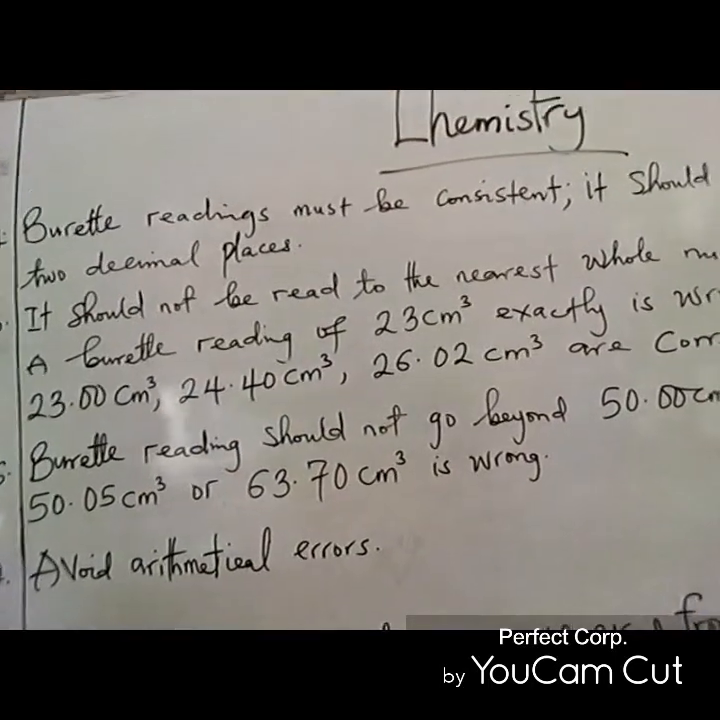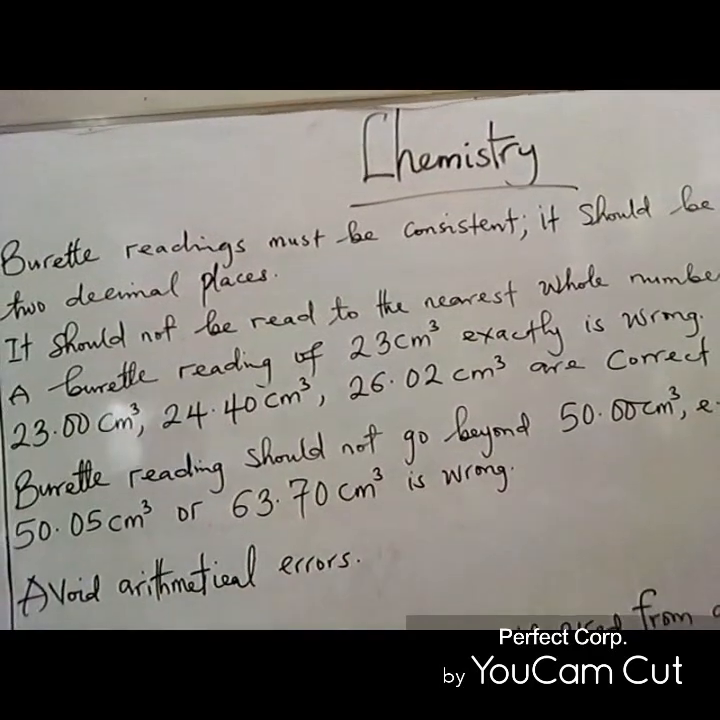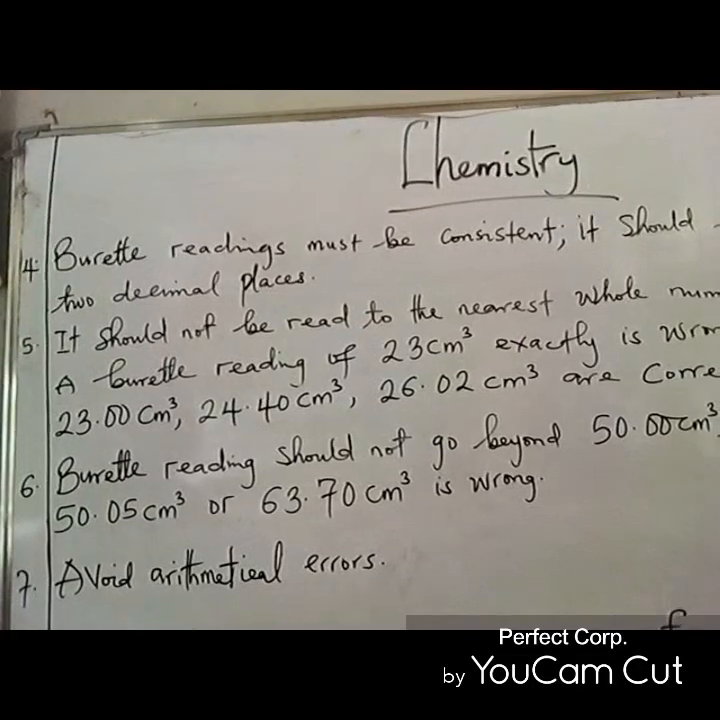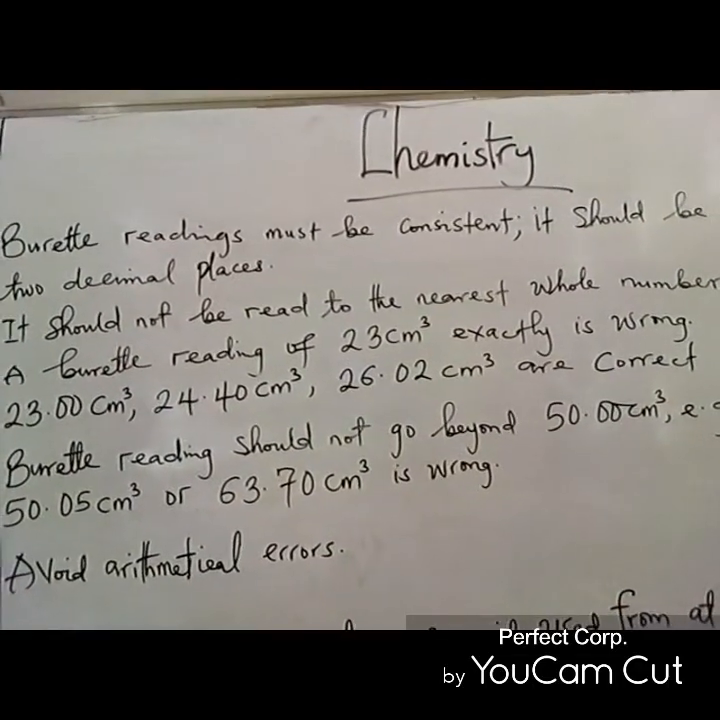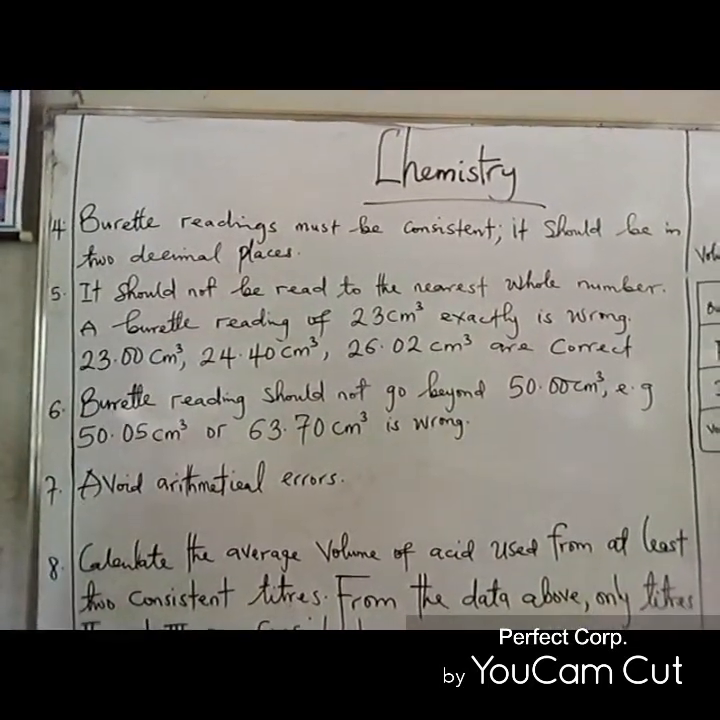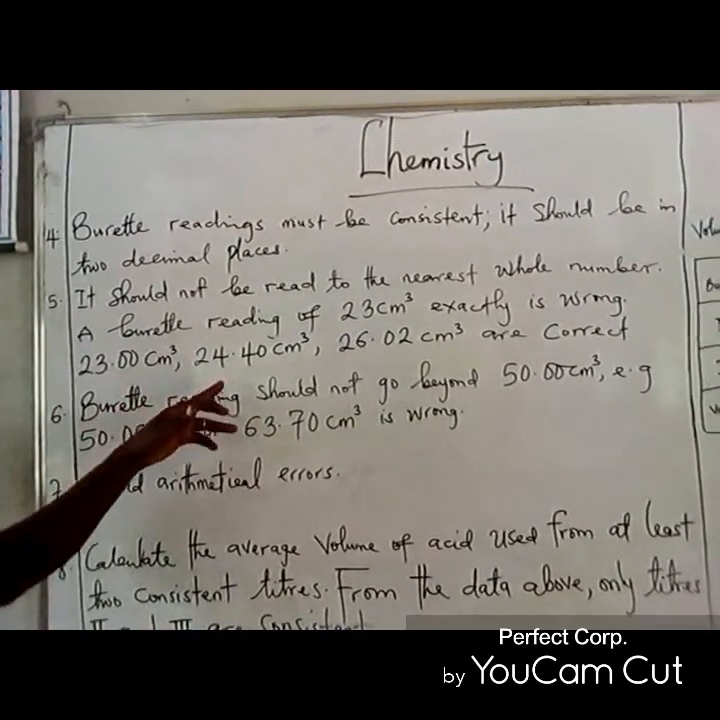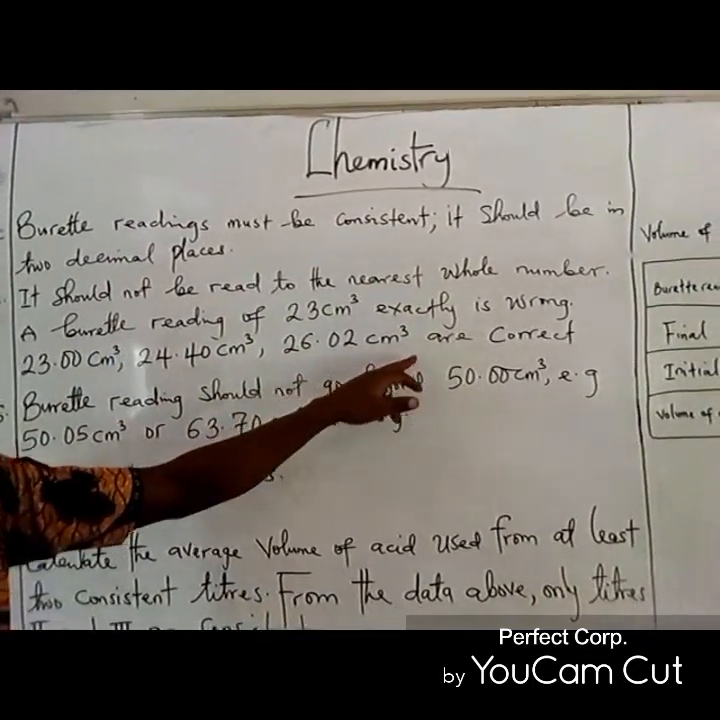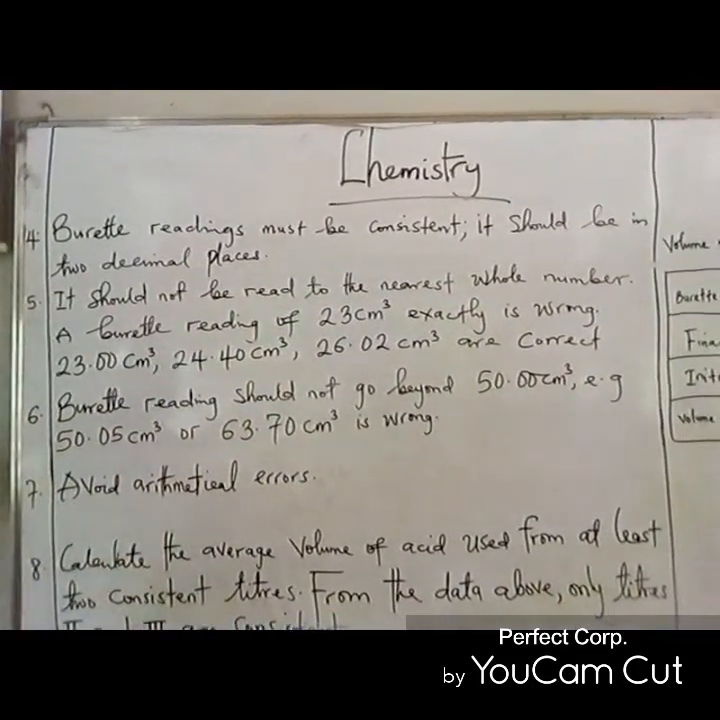Now let's proceed to the next precaution. Precaution 5 says it should not be read to the nearest whole number. A burette reading of 23 cubic centimeter exactly is wrong. 23.00 cubic centimeter, or 24.40 cubic centimeter, or 26.02 cubic centimeter are correct. Now what does this precaution 5 mean?